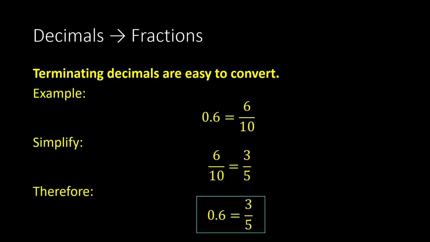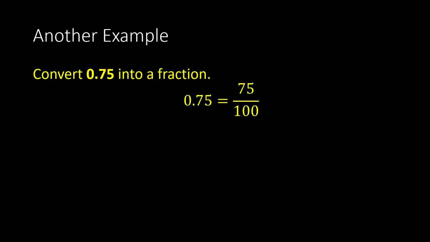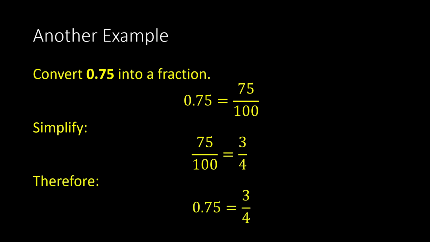Similarly, if we'd like to convert 0.75 into a fraction, we have 0.75 equals 75 over 100. Notice that the highest common factor of 75 and 100 is 25. So if we divide top and bottom by 25, we obtain 75 over 100 equals 3 over 4. And therefore, 0.75 equals 3 over 4.